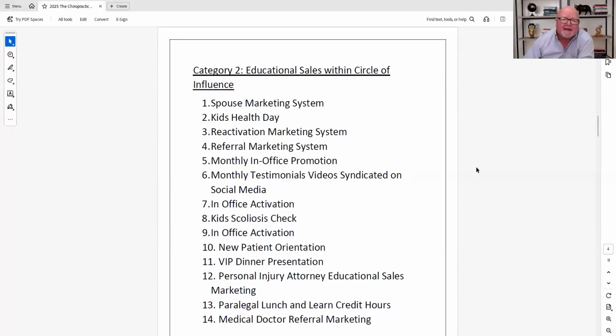And of course, this is the best category. This is when you combine educational sales with circle of influence. This is where the gold's at. But what's the problem with this? Well, the problem is it takes knowledge and skill. It takes confrontation. Most doctors that don't do this, I hate to say it, don't have the confrontation. Usually they don't have the skill, number one. Nobody taught them it. But even if they do, they don't have the confrontation to do it.